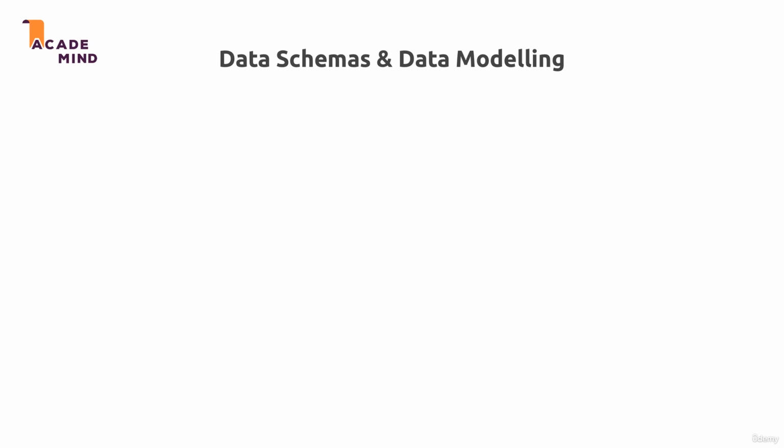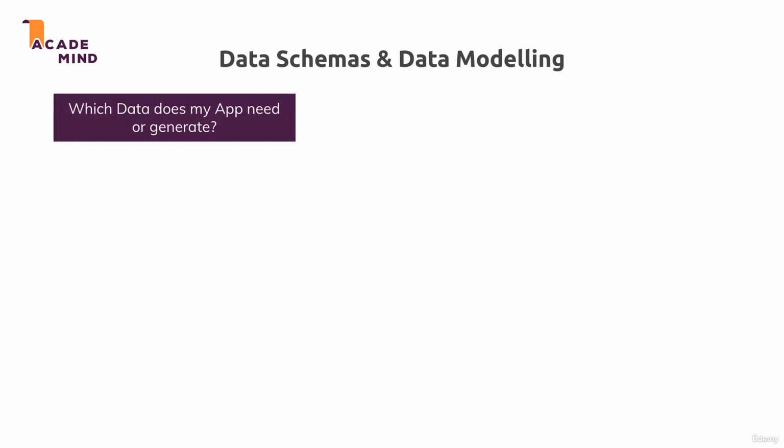We'll not look at relations yet. I'll come to that next though. But thus far, let's see what we got. One important question is, which data does my app need or generate? And the term app definitely should be understood in a very broad sense here. This can be a mobile app, this can be a website, it could be a smart device generating data, like a tracker, a fitness tracker sending GPS coordinates. So this is a very broad definition of app.